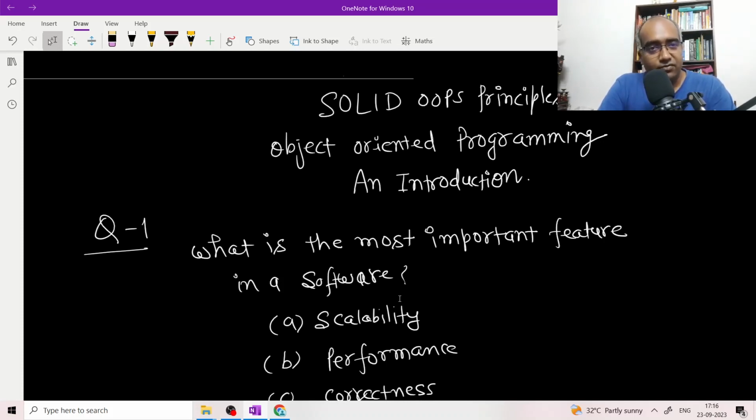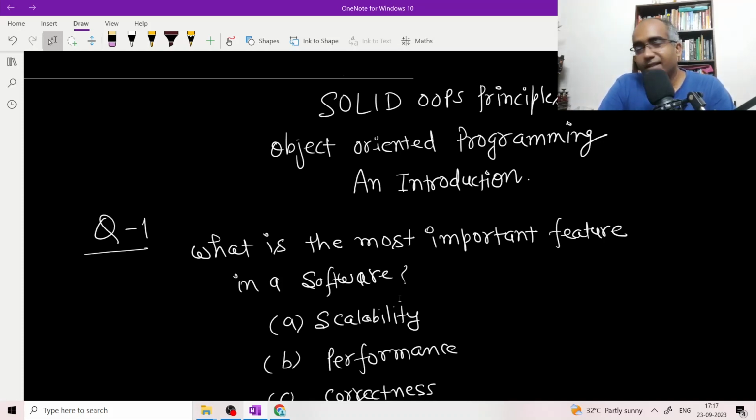There are five principles. SOLID OOPS principles are five principles which help us write maintainable, reusable, and scalable code using any object-oriented programming language. In the object-oriented paradigm, these principles help you write better code, which will be easy to maintain later on, in terms of scalability and maintainability.